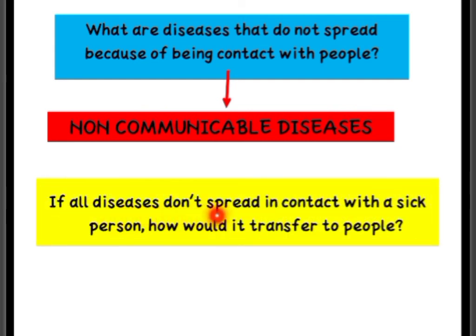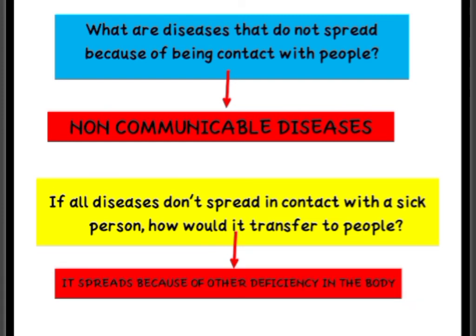Now, if these diseases don't spread through contact with a sick person, how will they transfer to people? We have come to know that some diseases transfer from one person to another because of some virus or protozoa there. Those are communicable diseases. But there are also some diseases which do not spread if you come in direct contact. Suppose I have a non-communicable disease. If you come near me, you are not going to have that disease. If I have a communicable disease, then only you will have it. It arises because of some deficiency in the body. Generally, because of some internal factors, this type of disease has started spreading.